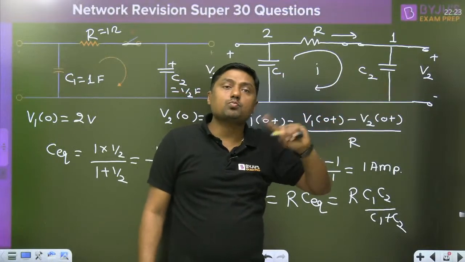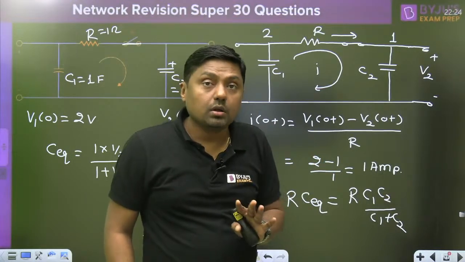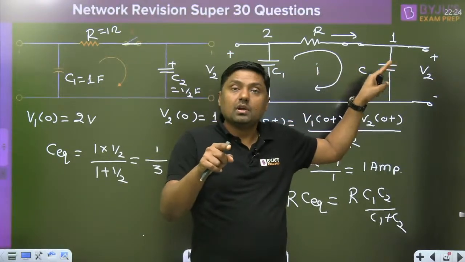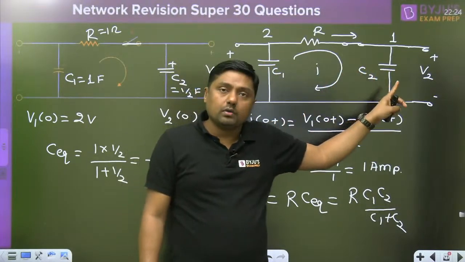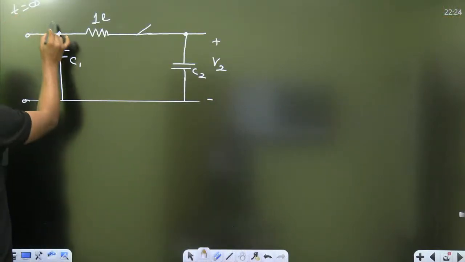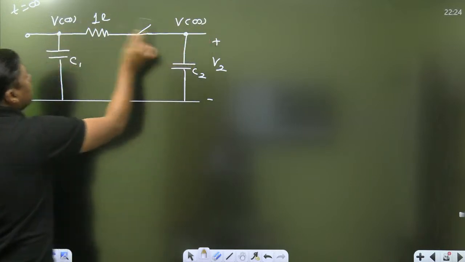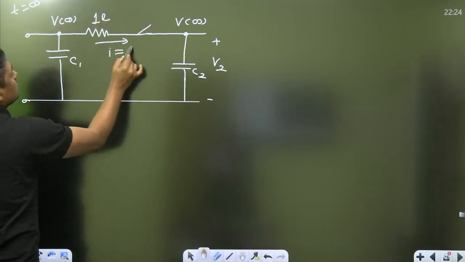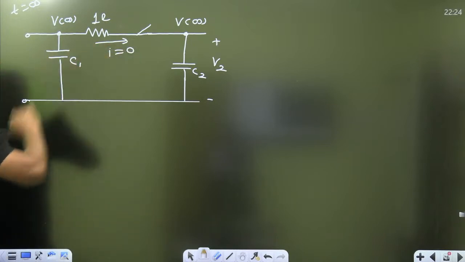The final voltage across both the capacitors will be equal. In this capacitor the voltage will be less than 2, or here it will be greater than 1. Always remember, it will discharge, and this will charge. Both will be equal. So at t equal to infinity, this voltage will be V infinity and this voltage will also be V infinity. Both will be equal and the current will be 0. At infinity the current will be 0. Now what will be the value of the voltage at infinity?